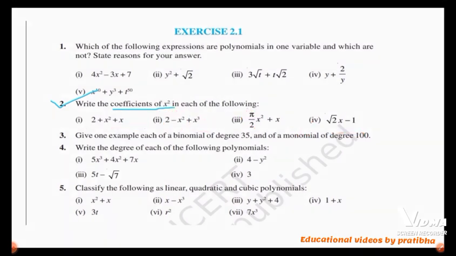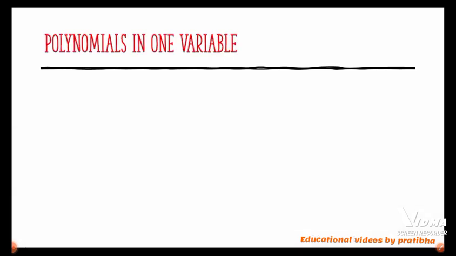Now to solve other questions, we need to clear a few concepts. Let's discuss the other concepts. The next concept is polynomials in one variable.